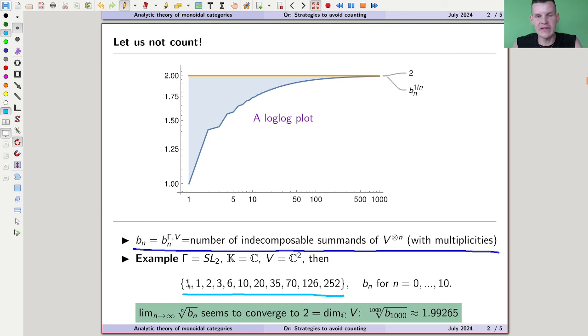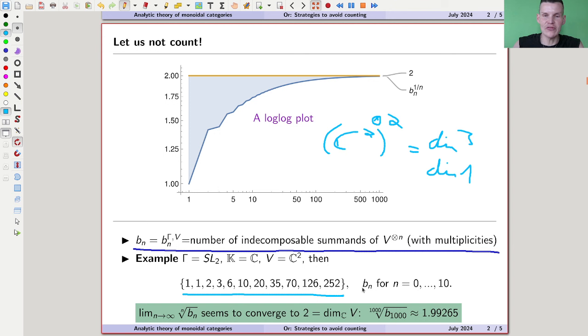So the zeroth tensor power is just the ground field. The first tensor power is what it is. The second tensor power, so C squared tensor squared, is a three-dimensional representation and a one-dimensional representation. Yeah? So together they have dimension 4, so that works out, and this is the number 2. And then you keep on going, 3, 6, whatever.